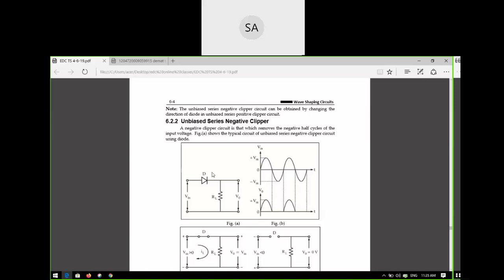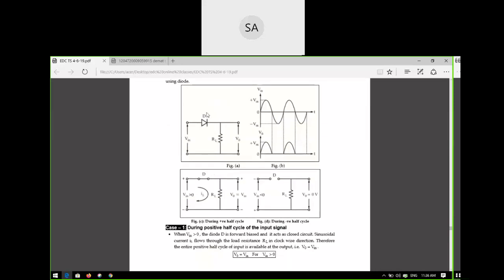So open circuit means what is the output voltage? Zero, sir. What is the reason? The circuit is in reverse bias, then no current flows, sir. Correct, very good. There is no current because it is open.